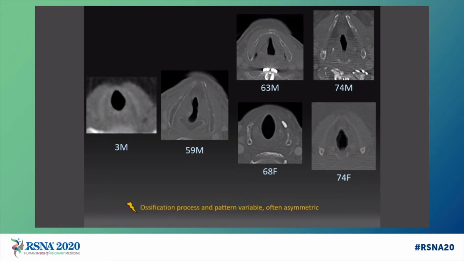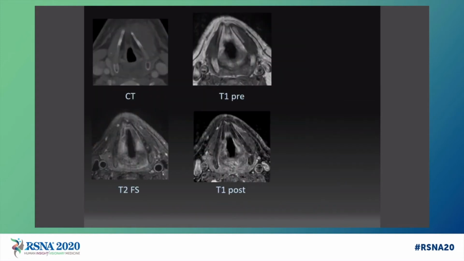So the take home is that the ossification process and pattern is very variable and often asymmetric, which makes it hard for us, when there's a larynx cancer, to decide whether there is tumor invasion into the cartilage sometimes. And that is why MR comes in very handy.